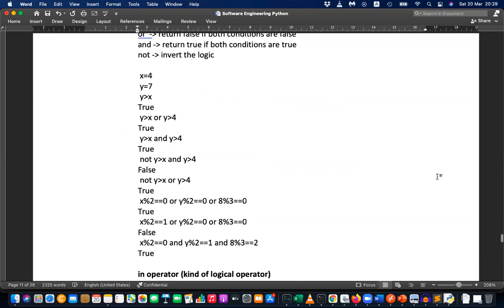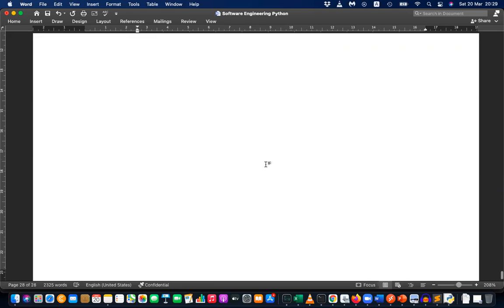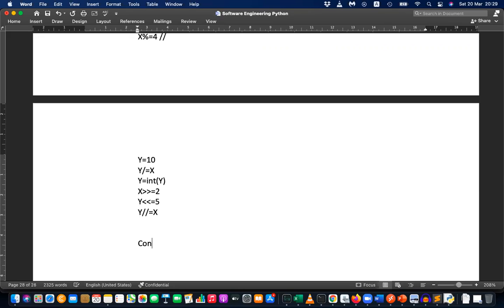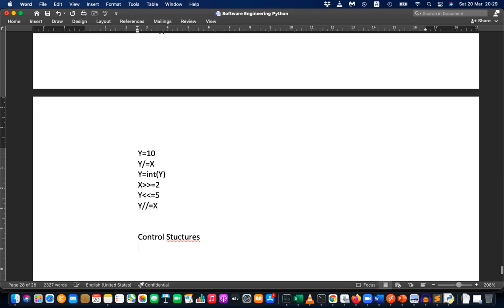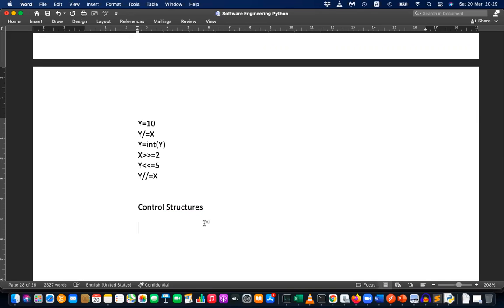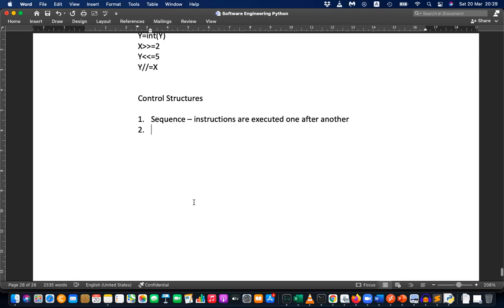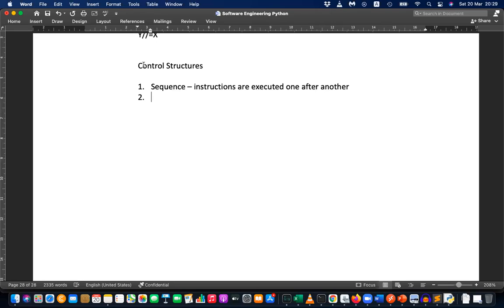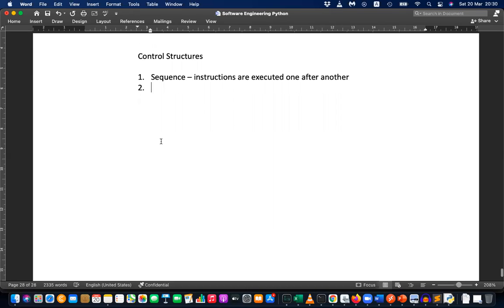Right, please write control structures. The heading is control structures. And under that, sequence. Instructions are executed one after another. That is called sequence. We already did some examples related to sequence.